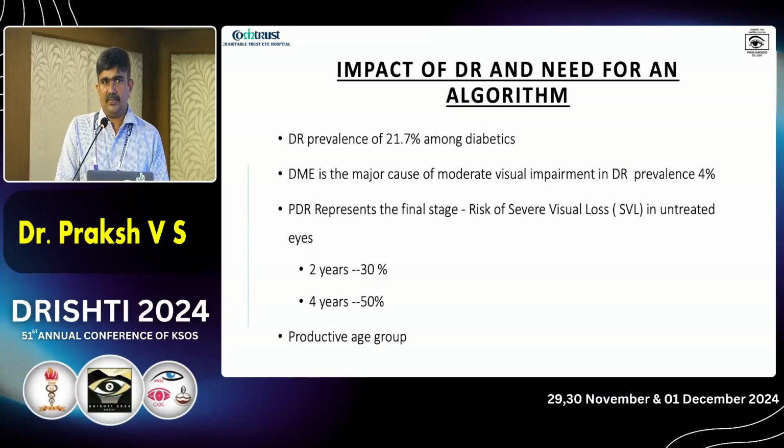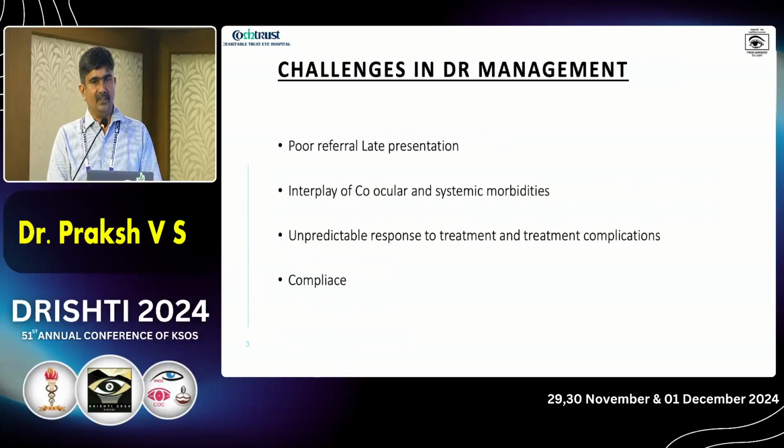So, diabetic retinopathy, because of its significant impact on our society, is one of the diseases which actually need a definite algorithm for management. And the worst thing is that it usually affects men in their most productive age group, thereby causing significant morbidity to his family as well as the society.